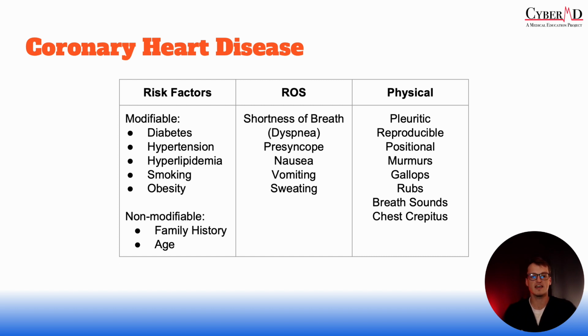For the physical exam, you can make sure that the chest pain isn't reproducible or positional. You can listen for any new murmurs, rubs, gallops, and any breath sounds. You want to make sure there are breath sounds bilaterally, but you also want to make sure that there are no crackles or rales or anything, as pneumonias can sometimes present with chest pain as well.